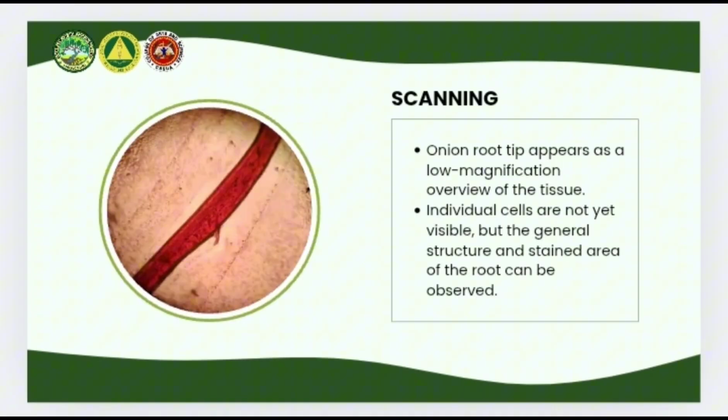Under the scanning objective, the onion root tip appears as a low magnification view showing the general structure of the root. At this power, individual cells and mitotic stages cannot yet be seen clearly. Instead, you can observe the overall shape of the root tip and the stained tissue. The red or pink coloration is due to the stain absorbed by the root, which helps highlight the area where cell division usually happens. This overview helps locate the meristematic region before switching to higher magnifications.